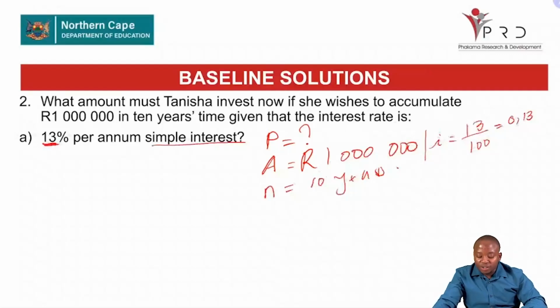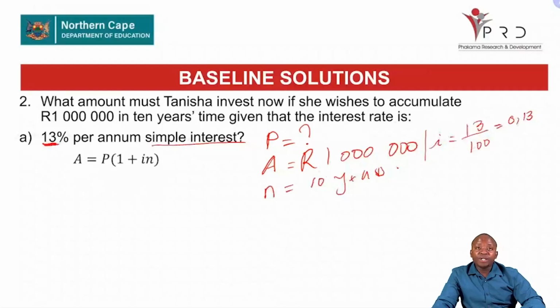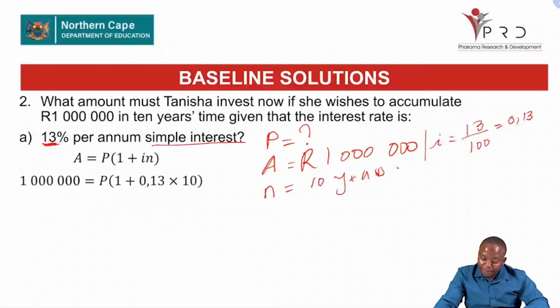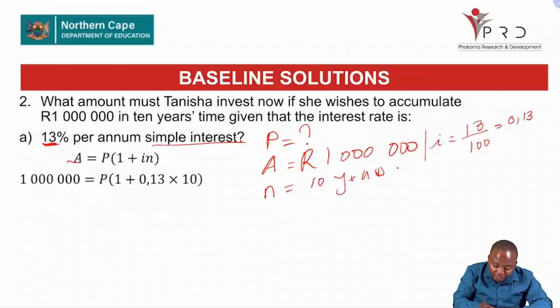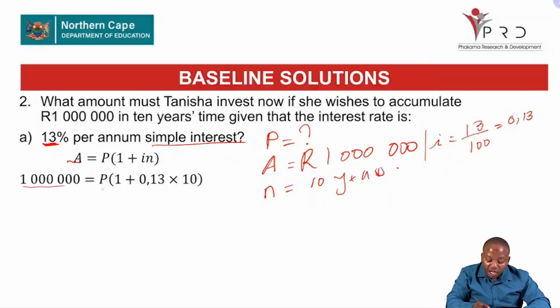Remember, on number A, we are using simple interest. So in this case, we have to quote the simple interest formula. Remember, this is an investment, so we're still using the growth formula, which is the simple one. Then we plug in the values that are given to us. We are given that A from the statement was 1 million, and P is the unknown. P is what we are looking for.